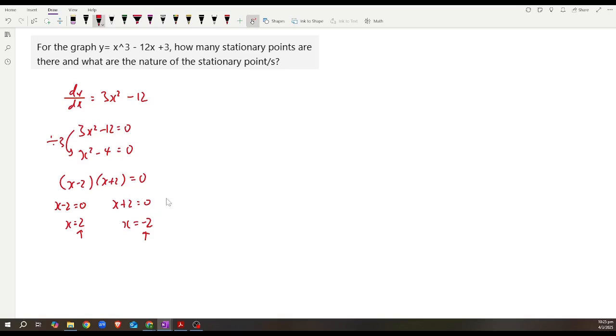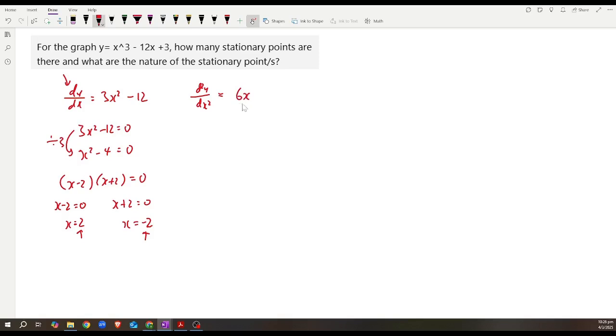So how do we use the second derivative test to determine the nature of the stationary points? The second derivative, by the way, this is known as the first derivative, that's when you differentiate the original equation. The second derivative is simply differentiating that again. So d squared y over dx squared is the symbol for differentiating the first derivative. When you differentiate the first derivative, it will be 6x. So this is the second derivative.